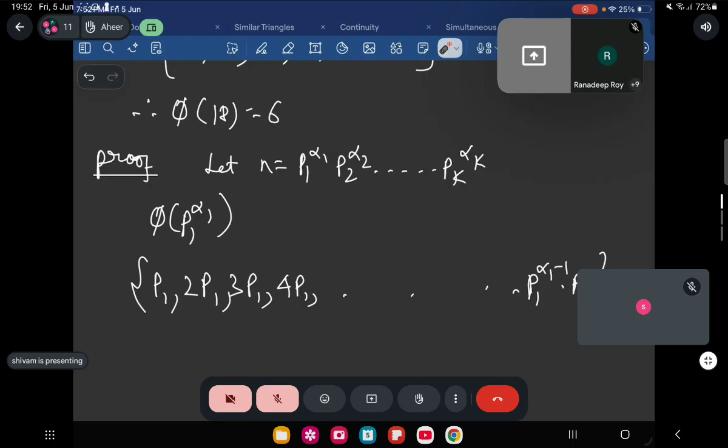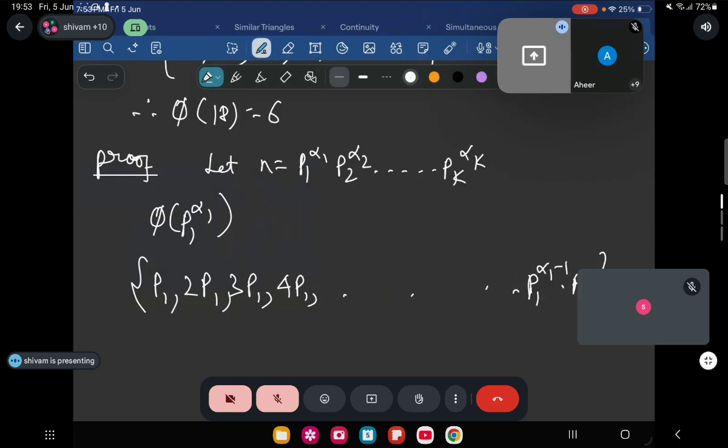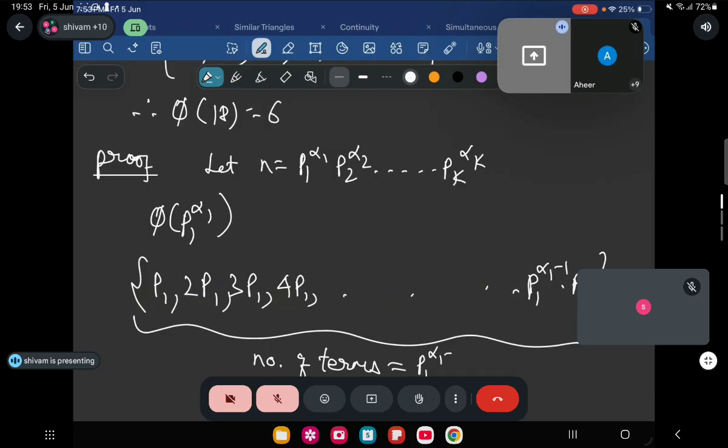Sir, p1 to the power alpha 1 into 1 minus 1 by p1. No, not like that. Let's see, everyone. This is 1p1, 2p1, 3, 4, 5, 6, 7, 8, 9, 10, 11, 12, up to p1 to the power alpha 1 minus 1, right? So the number of terms over here will be p1 to the power alpha 1 minus 1, right?